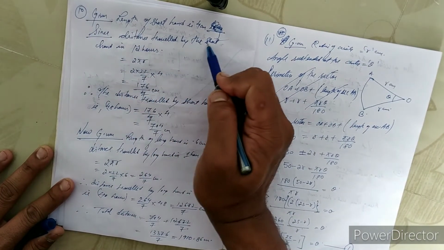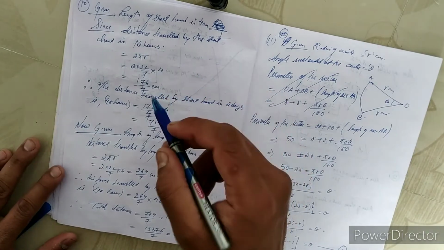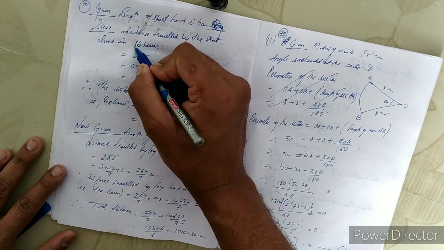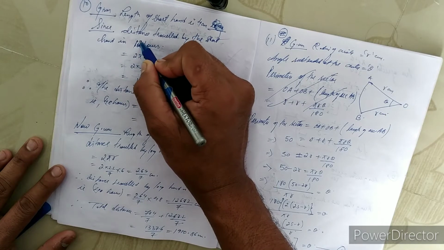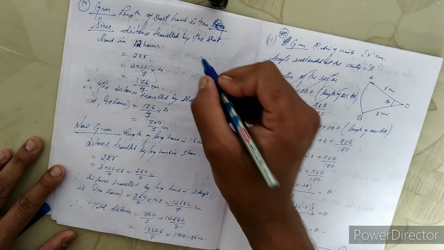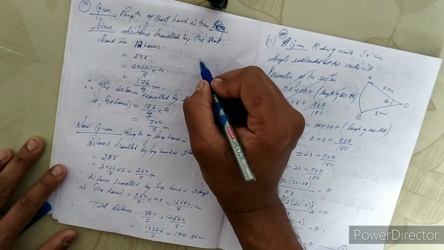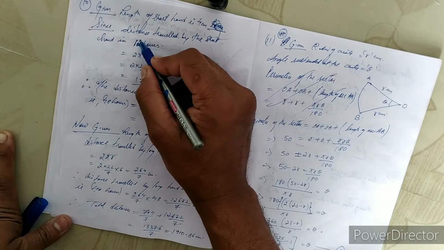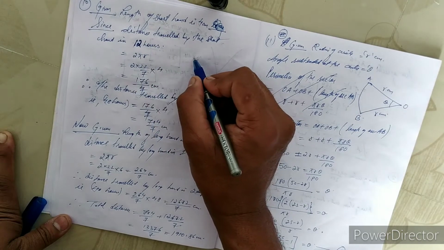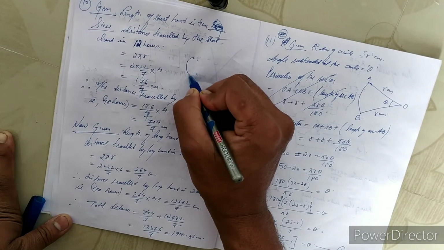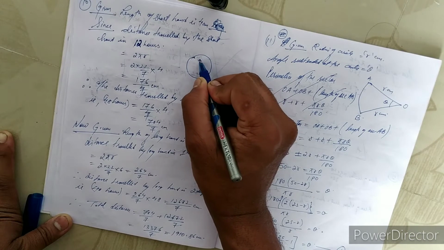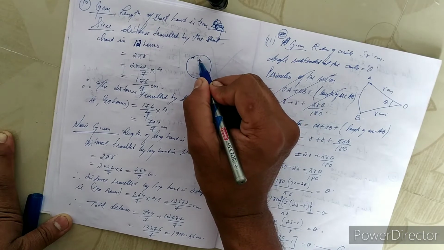Now consider the distance traveled by the short hand, the hour hand, in 12 hours. Why are we saying 12 hours? Because the short hand will make one complete round in 12 hours. Suppose it is starting from here, the short hand, it's starting from here, isn't it?